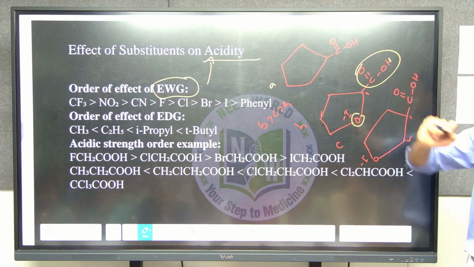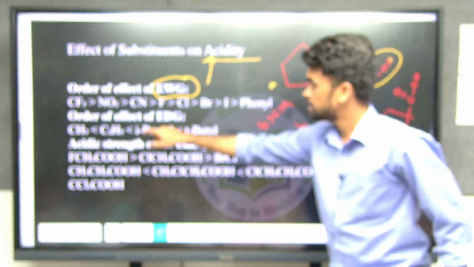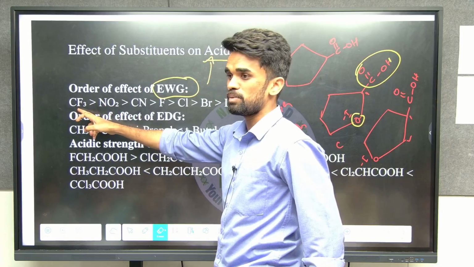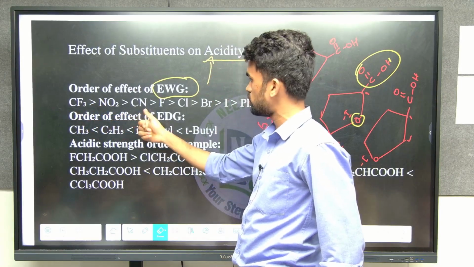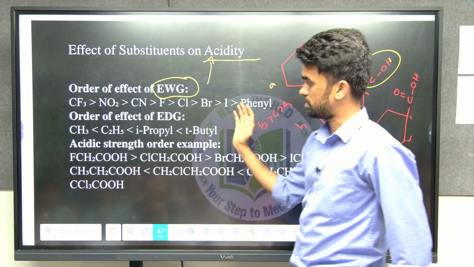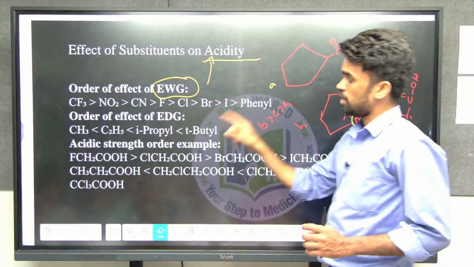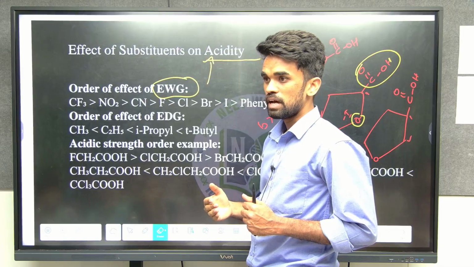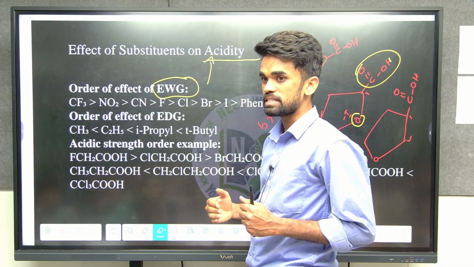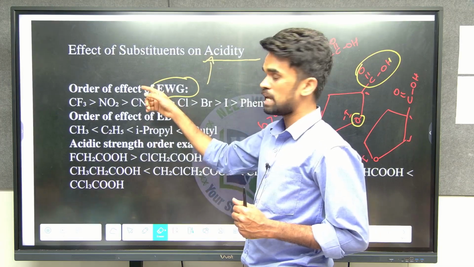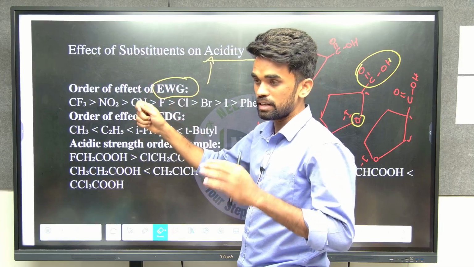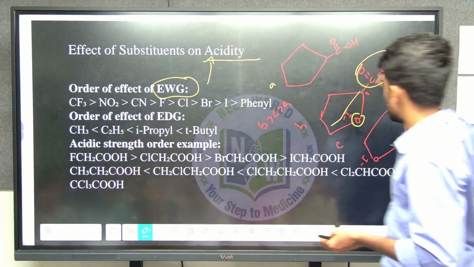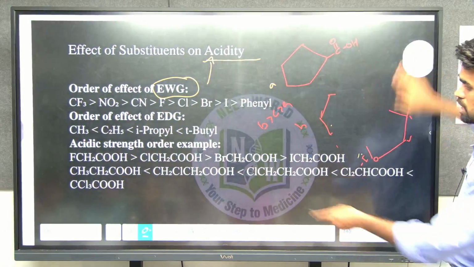Got everyone? Yes. Like that, if we have a CF3 group on a carboxylic acid, then it will be more acidic, then nitro group, then cyano, and fluorine, chlorine, like that. Now, if we have electron donating or releasing groups, does acidic nature decrease or increase? Decreases. Withdrawing groups increase it, releasing groups decrease it. That's it.